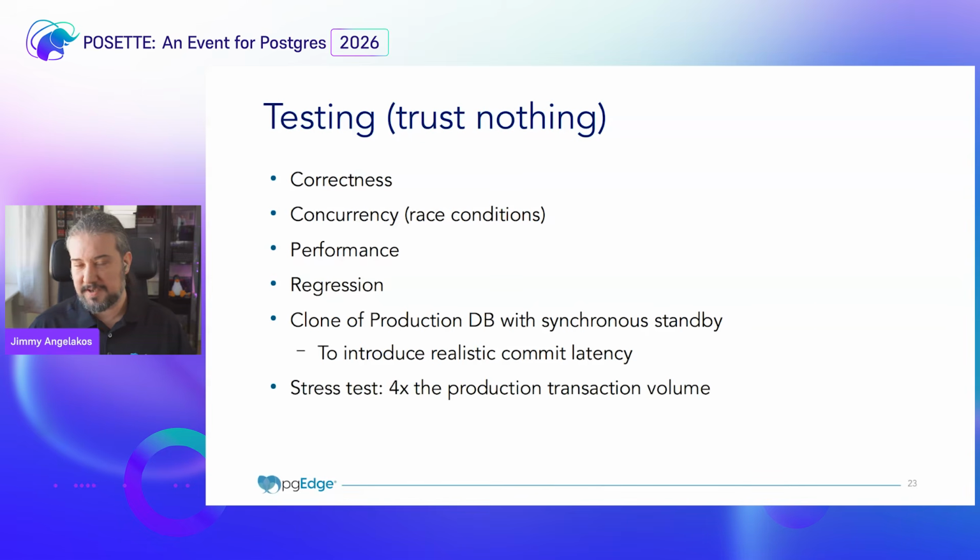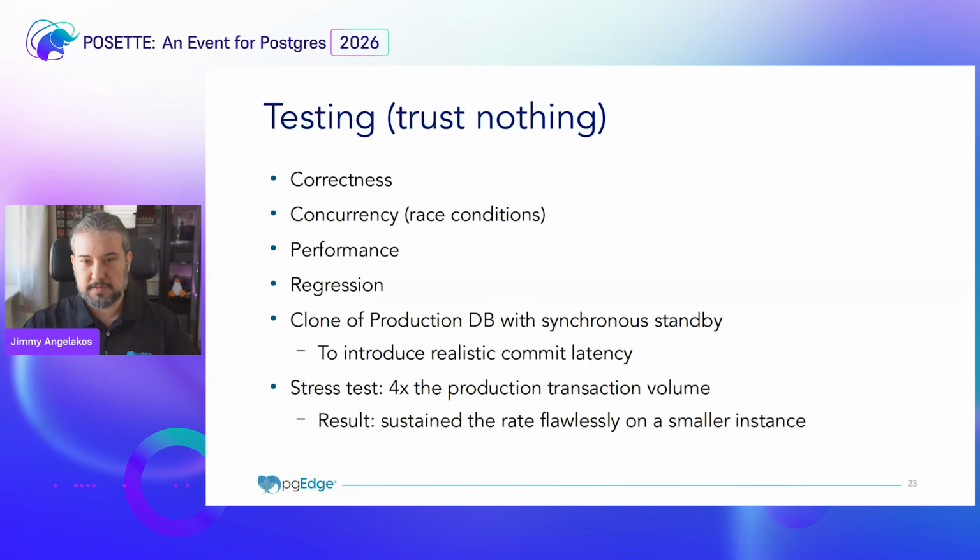And then we stress tested 4 times the transaction volume that we were seeing in production at that moment in time, which is great because we got great results. We sustained the rate of 4 times the production volume on a database instance that was actually smaller than production. So that's a good thing.